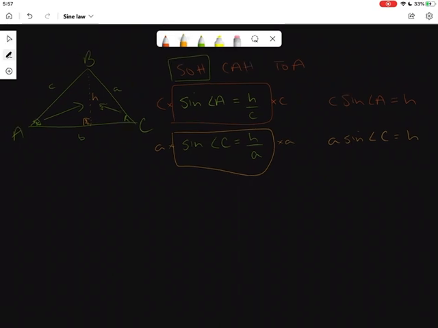Now, I hope you're okay with how things are going so far, and hopefully none of this is confusing. It's pretty straightforward. Because this is now where we start to see something interesting.